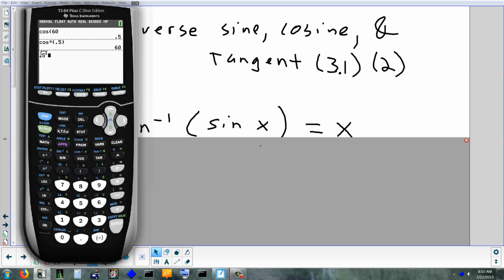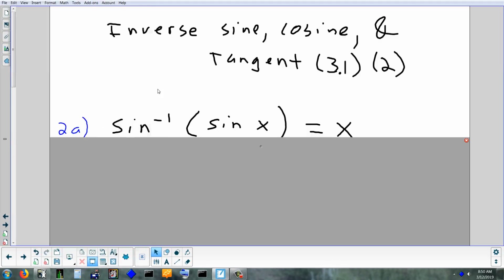If I do the square root of 5 squared, what will I get? What's the square root of 5 squared? 5, right? Square root and square. You've done two operations that cancel each other out, so it's like they're not even there. That's kind of what inverse sine and regular sine do. Right? So that's what I'm saying right here. Inverse sine and regular sine cancel each other out.